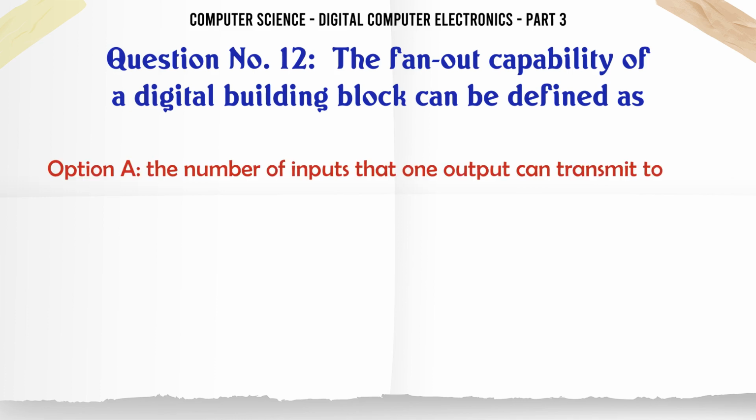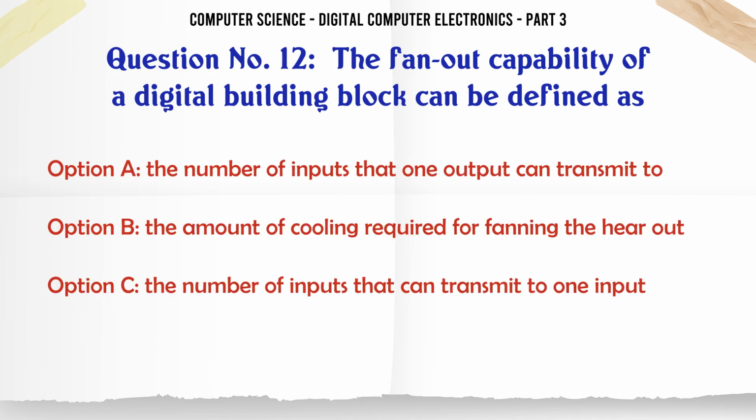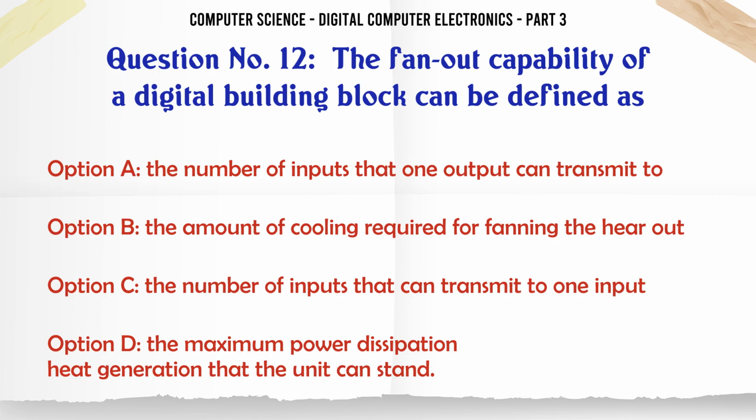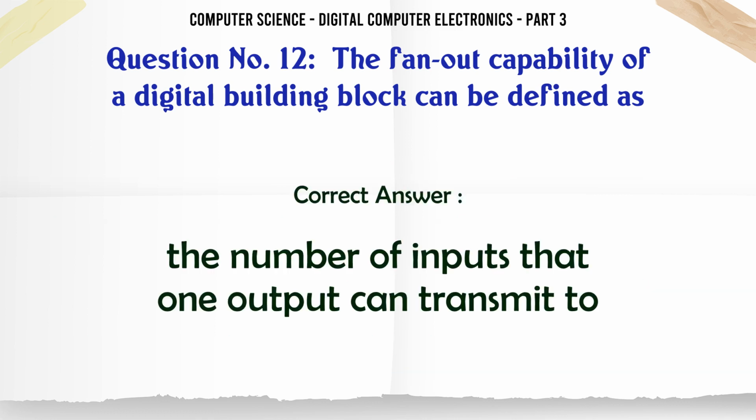The fan-out capability of a digital building block can be defined as A the number of inputs that one output can transmit to. B the amount of cooling required for fanning the hair out. C the number of inputs that can transmit to one input. D the maximum power dissipation heat generation that the unit can stand. The correct answer is the number of inputs that one output can transmit to.